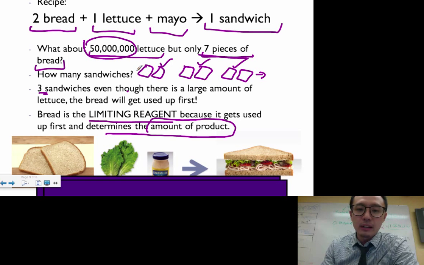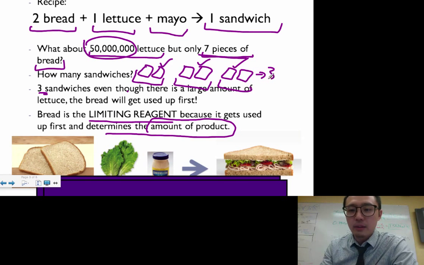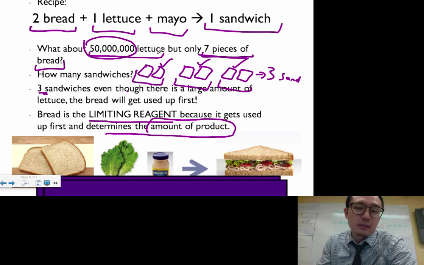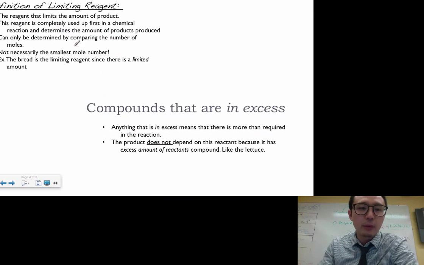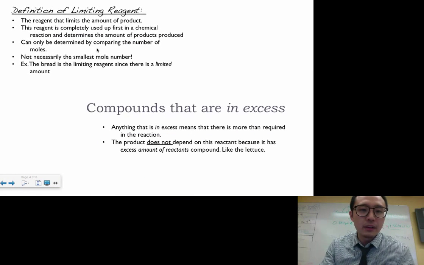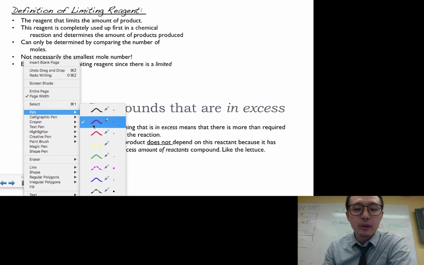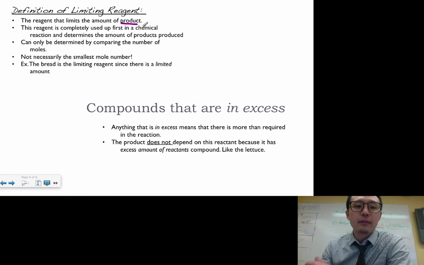With our 7 pieces of bread, we can only make 3 sandwiches. It doesn't matter how many slices of lettuce we have. And that's it. That's what a limiting reagent is. So a formal definition is this. Definition: the limiting reagent or reactant is the one that limits the amount of products, so it determines how much product we'll have. If you find the limiting reagent, that's going to be used in determining the amount of product. This reagent is completely used up, so just like your bread, it will get used up first and determines the amount of products produced.